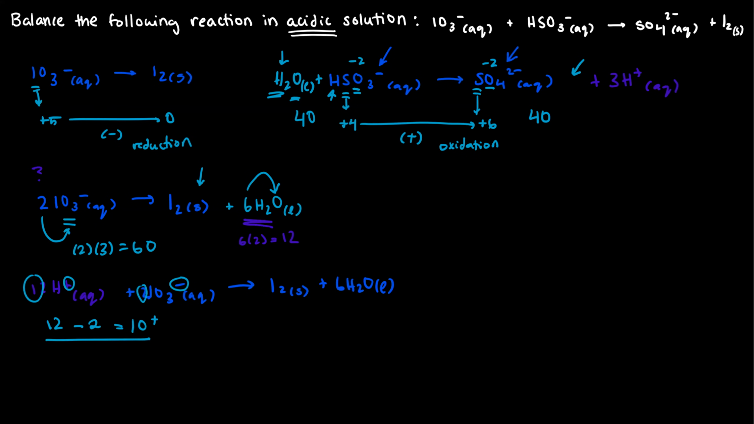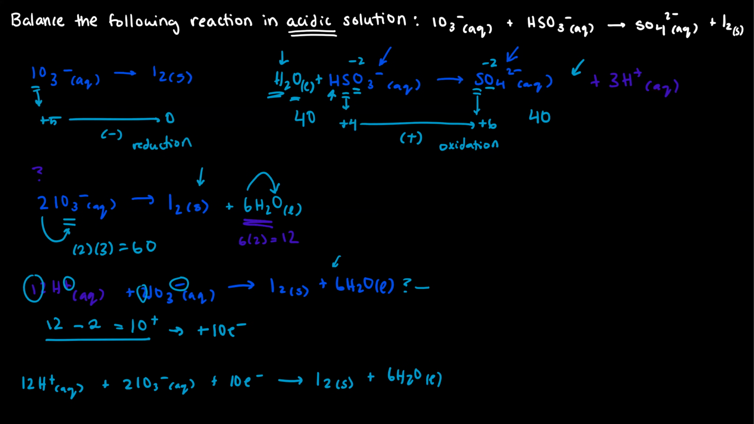And over here on the right side, we don't really have any charge, so this is neutral. So in order to even this out and make this 10 plus charge neutral, we're going to have to add 10 electrons to the left side of this equation, which leaves us with 12H+ aqueous plus 2 IO3- aqueous plus 10 electrons. Again, we're trying to cancel out this 10 plus charge so it can be neutral just like the right side of the equation. And that gives us I2 plus 6H2O liquid.